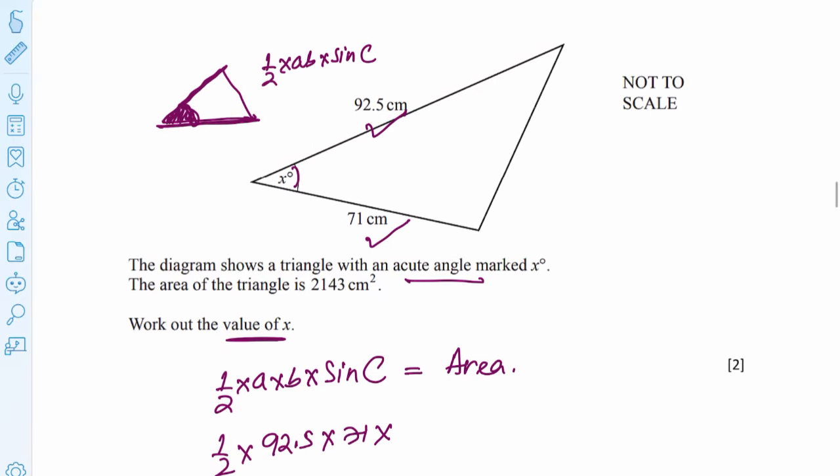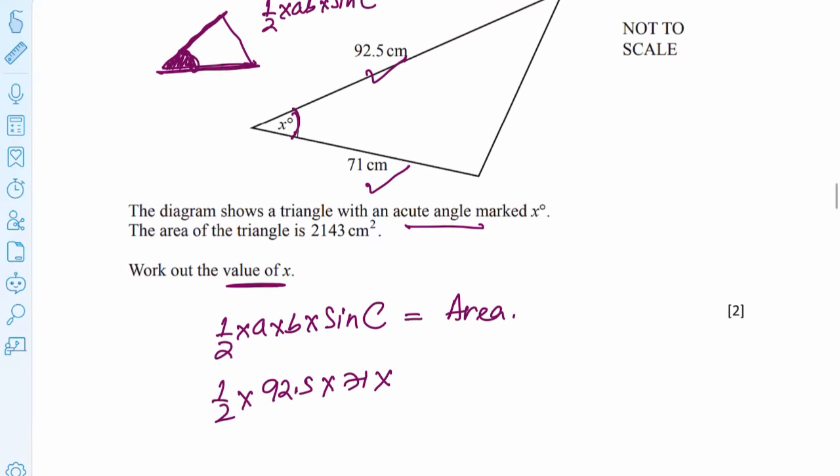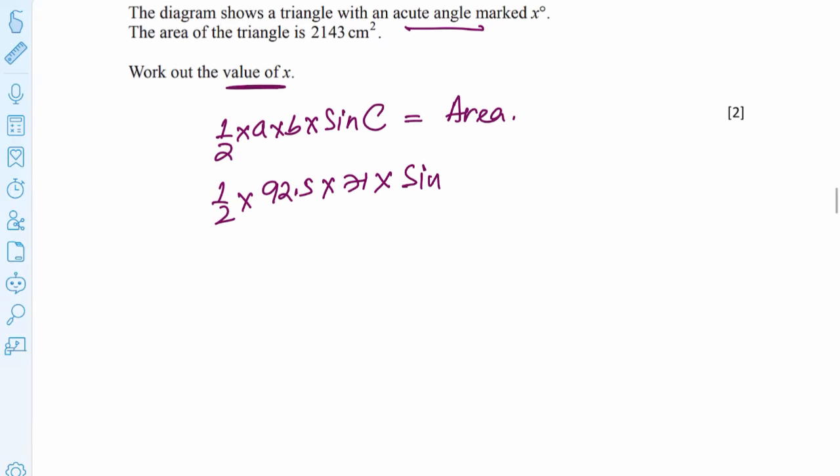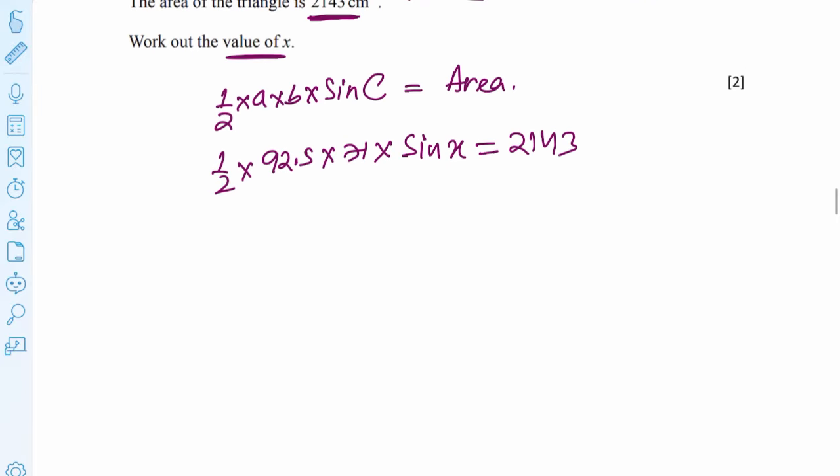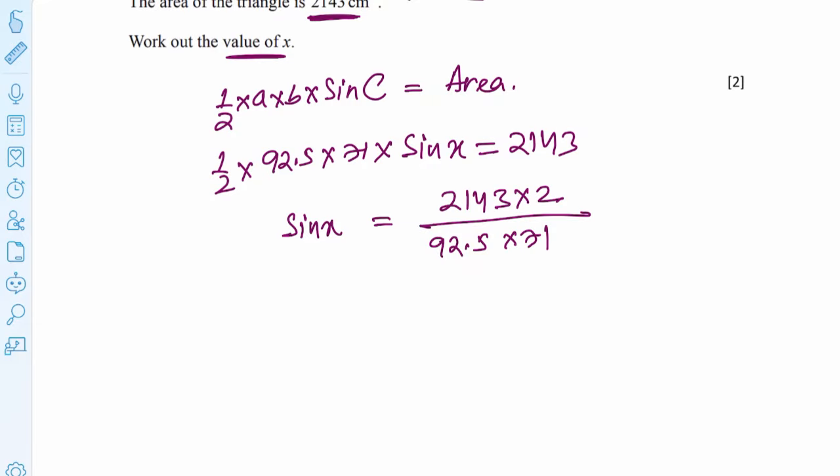And what is the angle? It is not given, we need to find it out. So I'm writing sine x equals, and the area is given as 2143, right? So now we simply have to rearrange it and get the value of x, because x is an angle. So I'm keeping sine x on this side, that equals, if I move this 2 to the other side, it will move to the numerator, and 92.5 and 71 will come to the denominator, right?